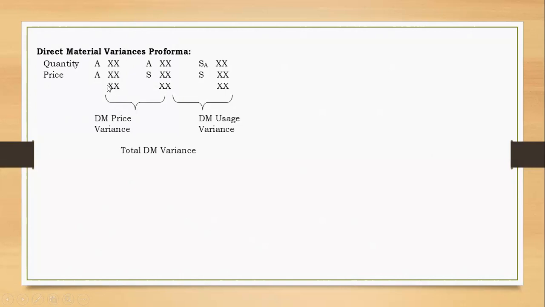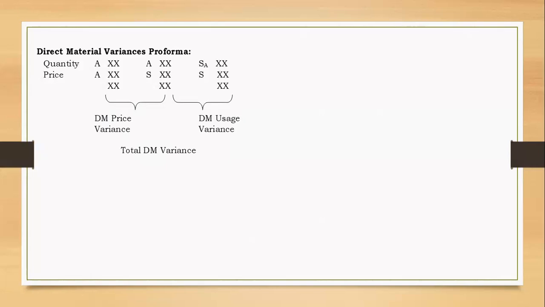cost is usually given directly in the question, but it depends. Actual quantity times standard price, you have the cost here, and the standard quantity for actual output times standard price, you have the amount already. So just take the difference. Difference between these two, you would have direct material price variance, and difference between these two, this one and this one, would have direct material usage variance. If you sum them up, you have the total direct material variance.